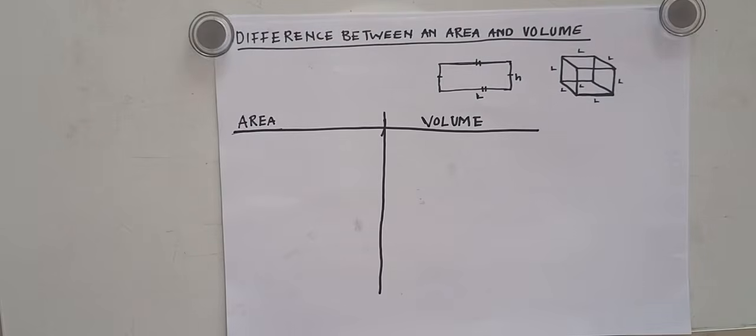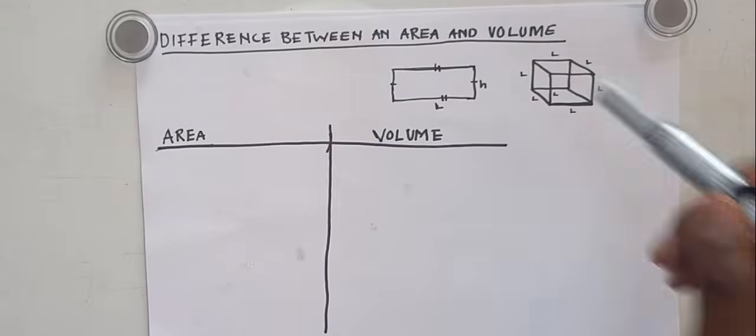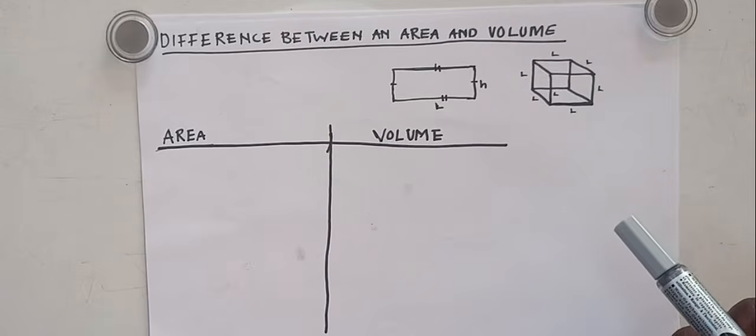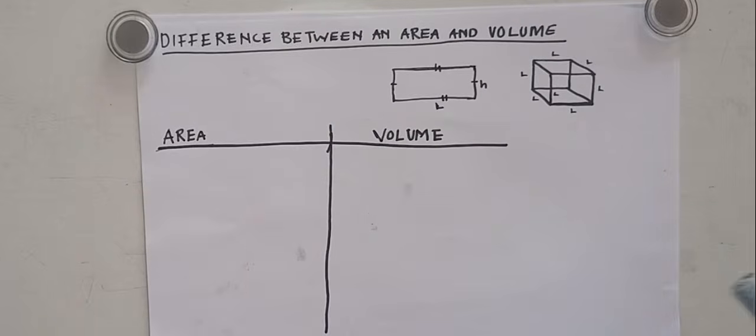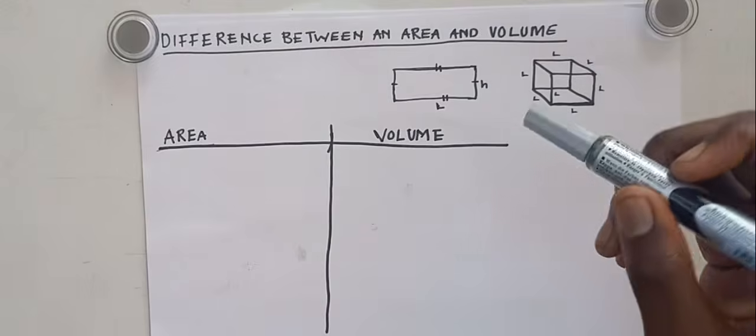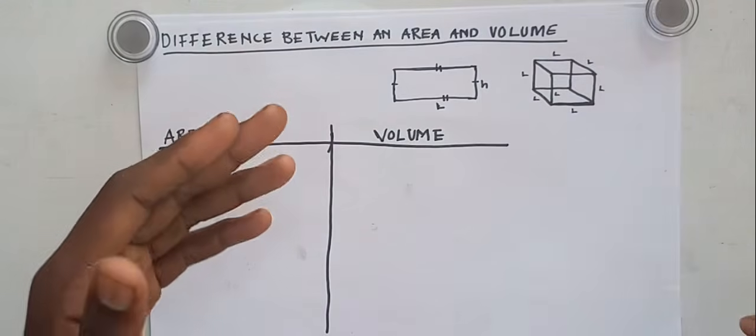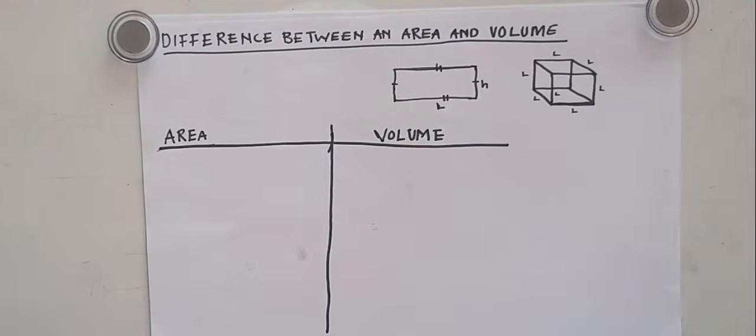Welcome back, guys. In this video we're going to take a look at the difference between an area and a volume of any object. Another reason that I found that a lot of students are confused about this kind of stuff of measurement is because they are unable to differentiate between an area and a volume of any object. But in this video we're going to take a look at it.